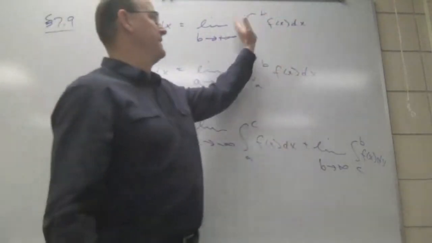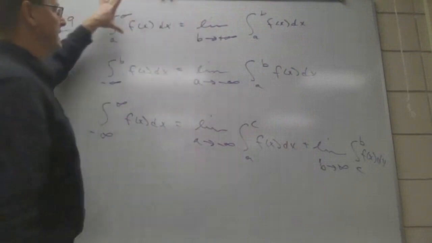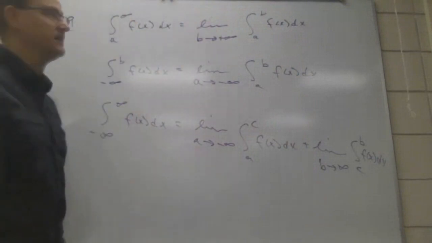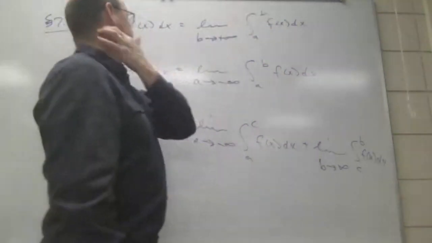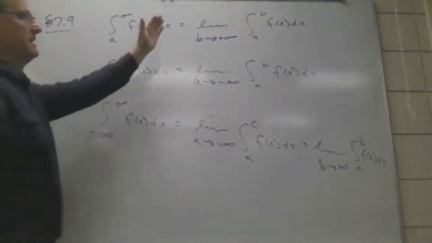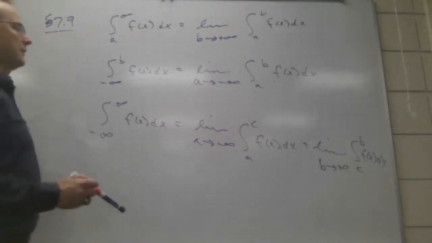So if this limit exists to a specific number, then this is going to be a convergent improper integral. If this limit is infinity, then this limit doesn't exist, then this would be a divergent improper integral.